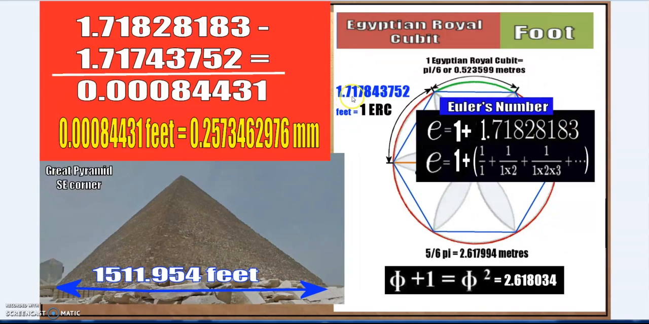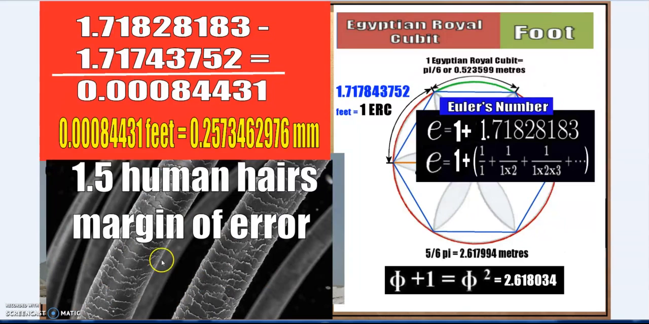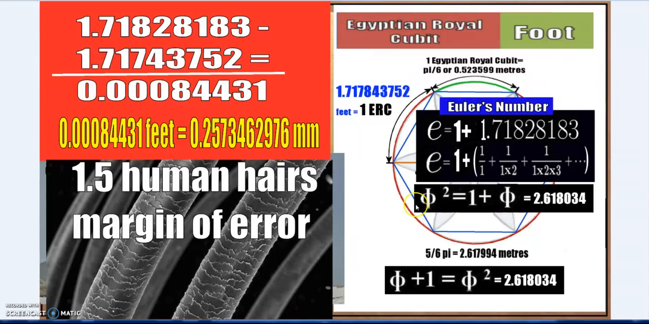And there is 1.717843752 English feet per Egyptian royal cubit, which is a difference of 0.0084431 feet, which is 0.257, etc., millimeters. So now we're talking about 1.5 human hairs of margin of error between e, or 1 plus this, and the ratio between the foot and the Egyptian royal cubit, mathematical constants. Now consider again the golden number, phi.